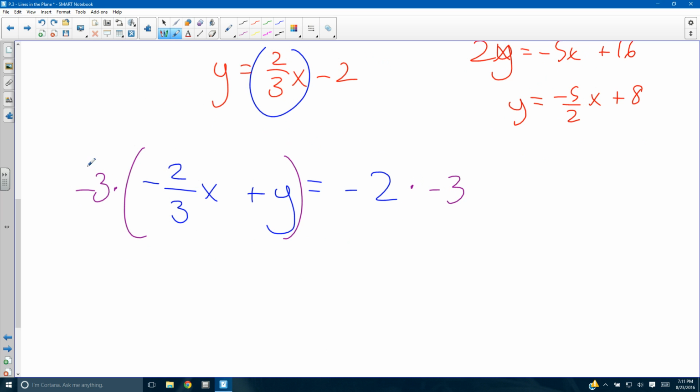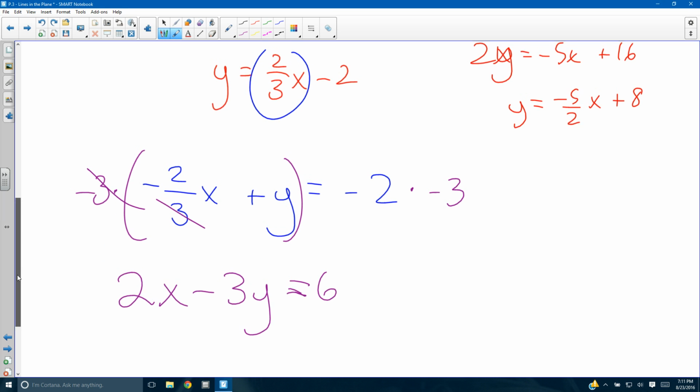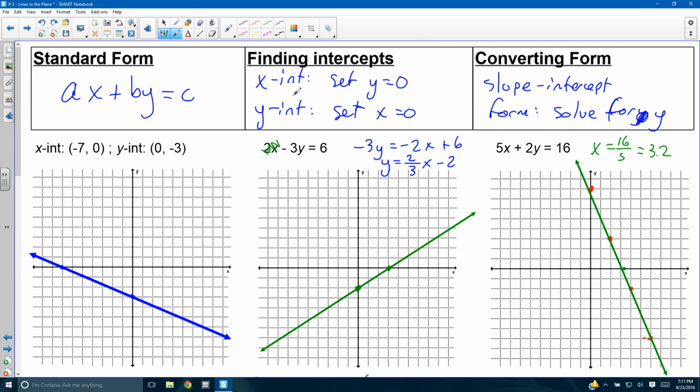So negative 3 divided by 3 is negative 1. Negative 1 times negative 2 is positive 2. So we get 2x minus 3y, notice I multiplied by negative 3, equals positive 6. So that's standard form. That's converting that way from there. And we know this was 2x minus 3y equals 6, as we saw there. So there's conversion practice backward and forward.